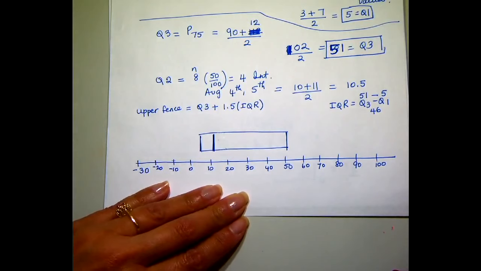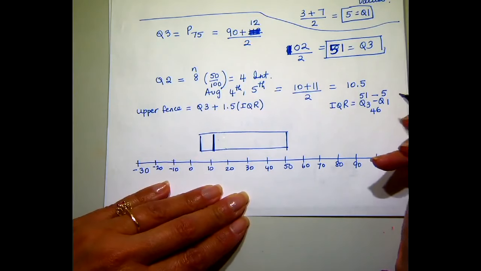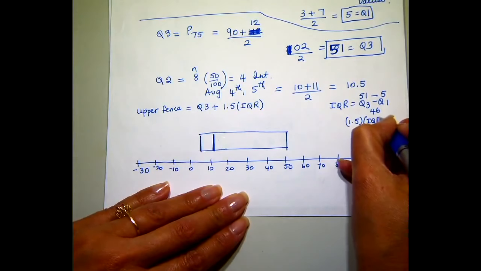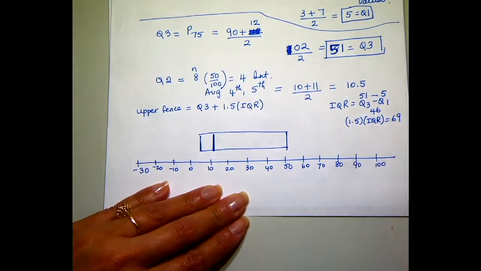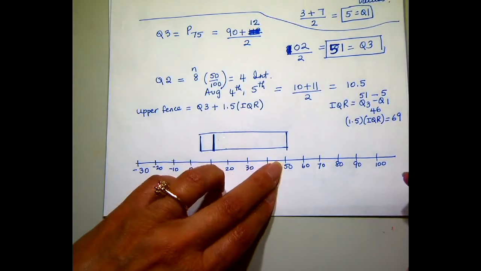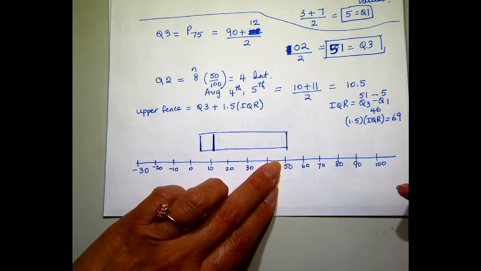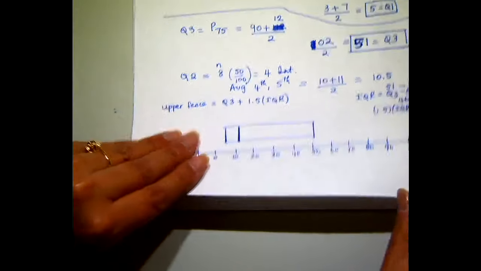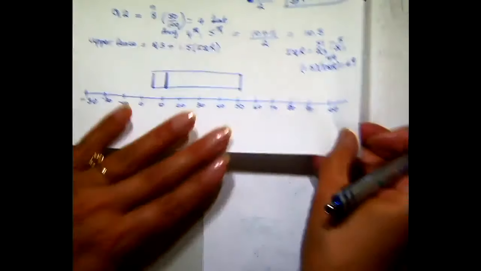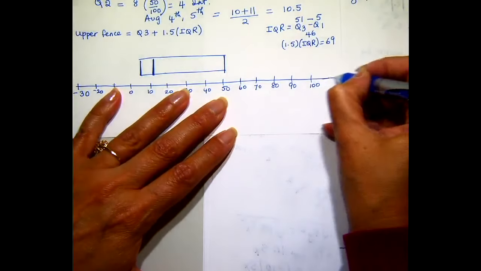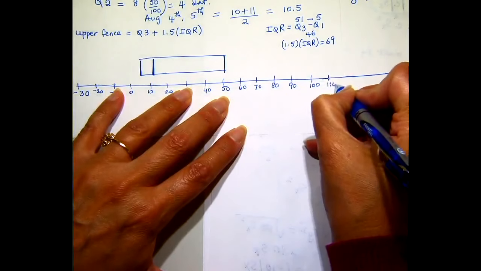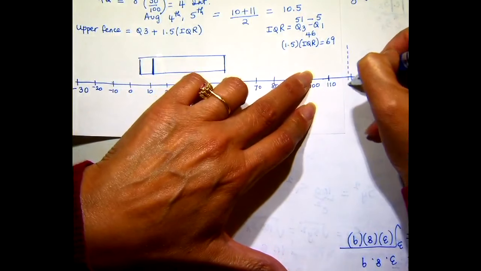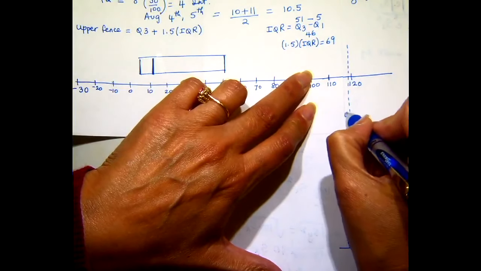And 1.5 times 46 is 69. 1.5 times IQR is 69. So I need to go a distance of 69 to the right of 50. So that would be 119. So it would be out here. $110, $120, so $119 would be out here. That would be the upper fence.